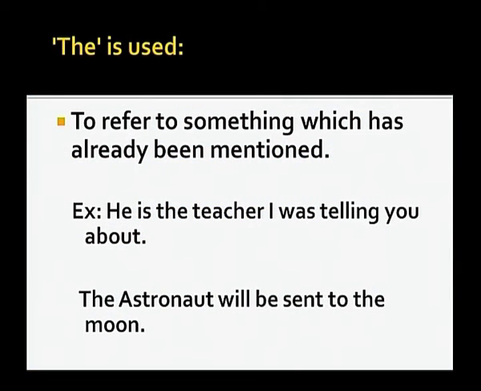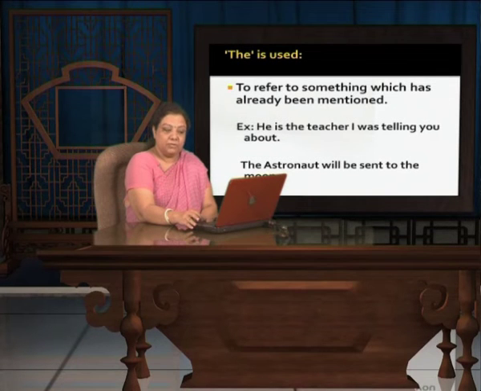Let's take a look at the definite article the, where it is used to refer to something which has already been mentioned. For example, he is the teacher I was telling you about. The second example, the astronaut will be sent to the moon. So, in both these sentences there are specific nouns, the teacher, the astronaut, that we already know about.